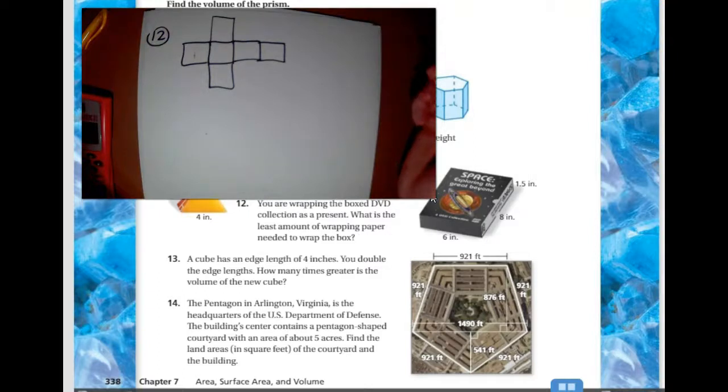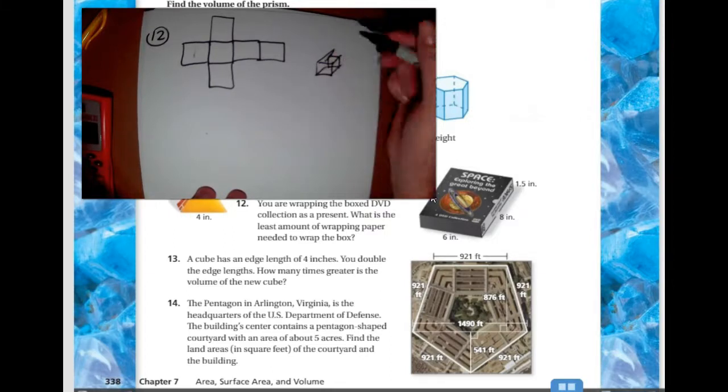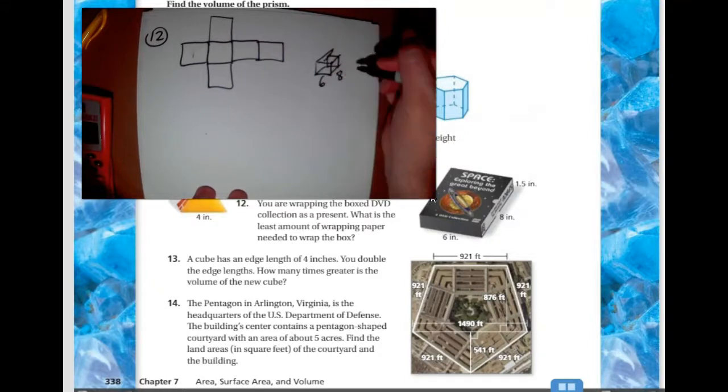But remember, there's a little trick you might use. Do you remember this trick? I'm going to try to draw this out super, super quickly. And not so well either. But you get the idea. Since we know the 3 dimensions, we have 6, 8, and 1 5/10.